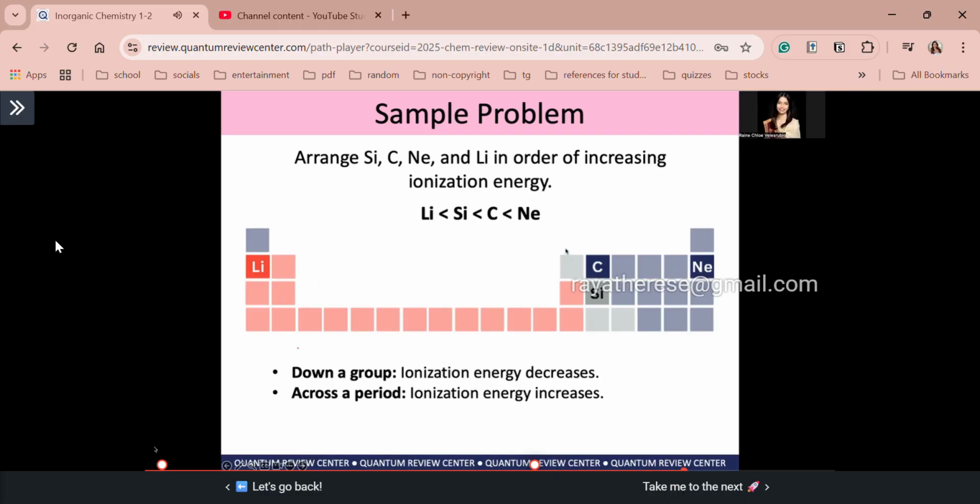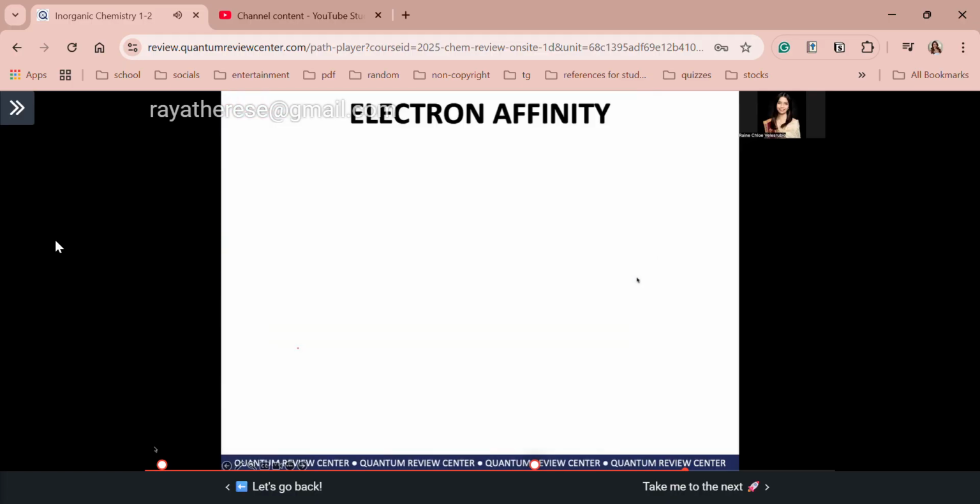Okay? Also guys, take note, neon is a noble gas. A noble gas is very stable. Kaya, sobrang hirap nang magtanggal pa ng electron sa isang stable atom like a noble gas. Okay? Let's move on to electron affinity.